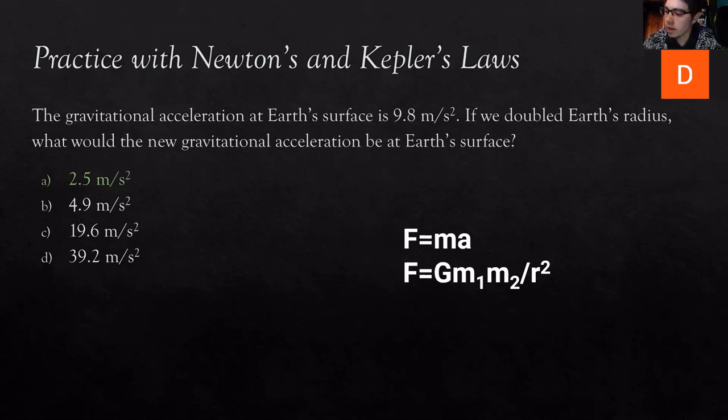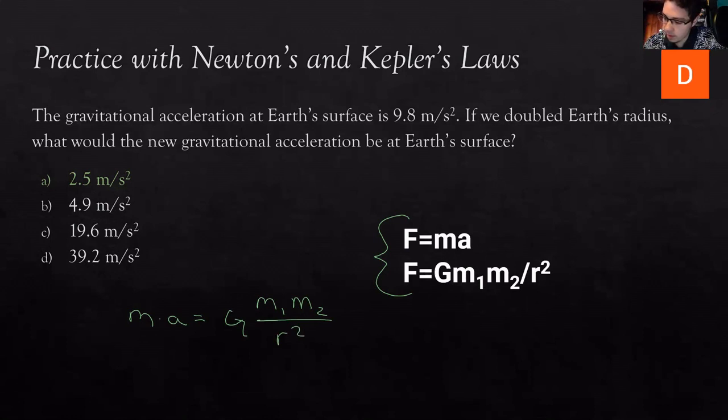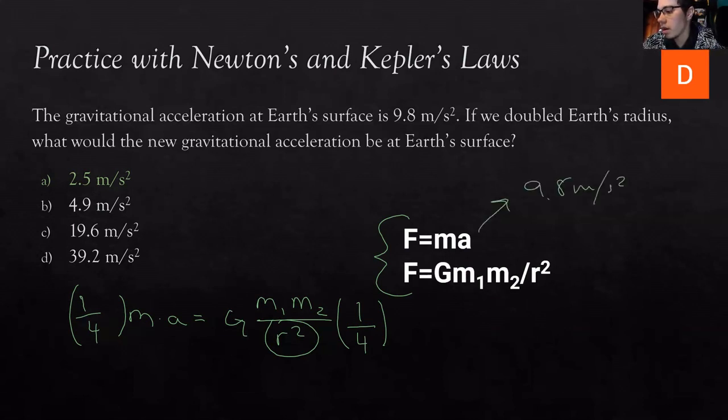So we can use these two equations here to do this relation. So we do mass times acceleration is equal to our gravitational constant, mass 1, mass 2, over r squared. Now we're going to be doubling this value, which means we have to square it. So basically, it's going to be 1/4 times this side. So as a result, we also have to multiply this side by 1/4. And if this formula ends up coming out to be 9.8 meters per second squared, then we can take that, multiply it by 1/4, and we get about 2.5 meters per second squared.